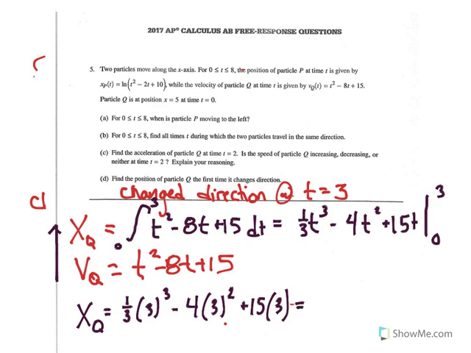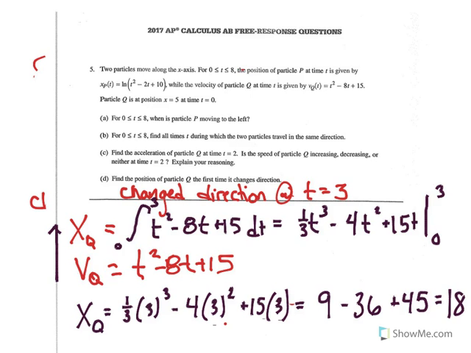So I'm going to do 3 times 3 is 9, times 3 is 27, divided by 3 is 9. 3 squared is 9. 9 times 4 is negative 36. And 15 times 3 is positive 45. So when you combine those all together, positive 45, negative 36, positive 9, I get 18. That's the displacement. That's how far I moved from where I started.